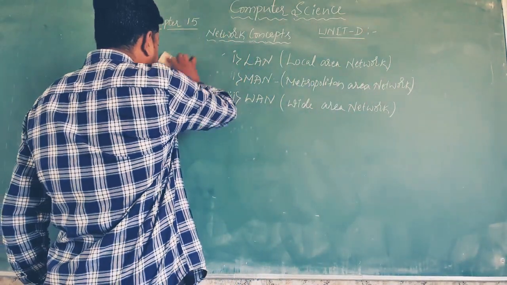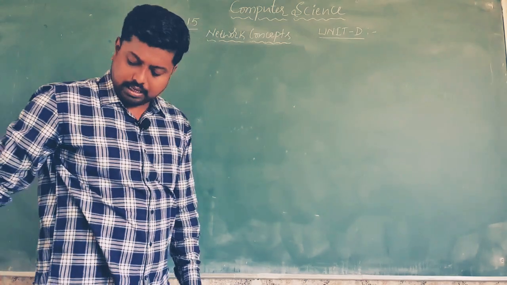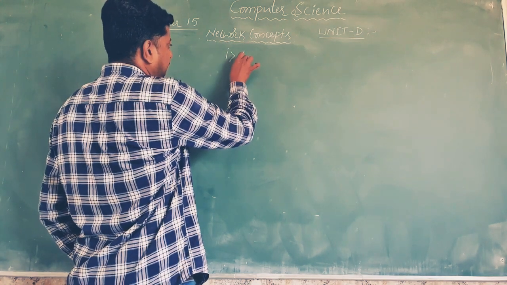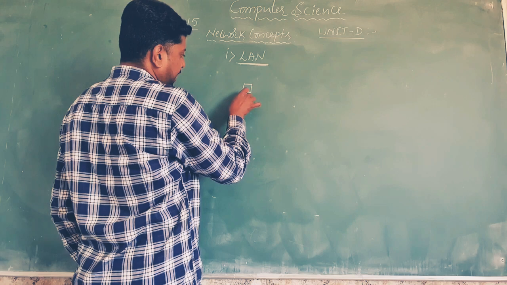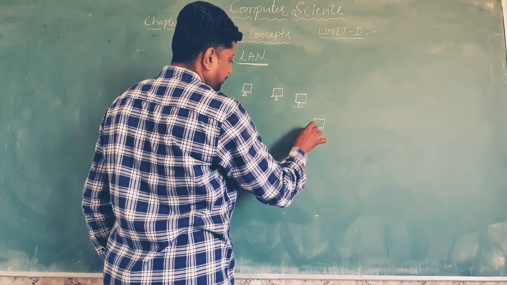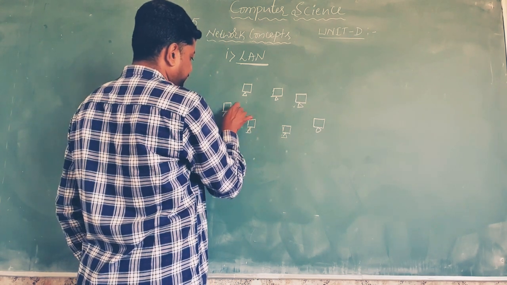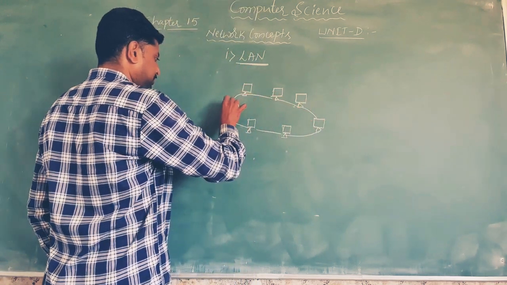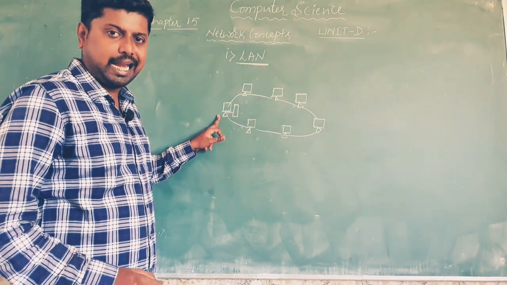We concentrate on these diagrams whenever there are questions on the types of the network. You should write the diagrams of these types of the network. If I come to the first one, local area network, LAN. See, some series of computers are connected like this. Some nearly 4 to 6 computers. See, assume these are all computers. Some nearly 6 to 7 computers are connected internally.